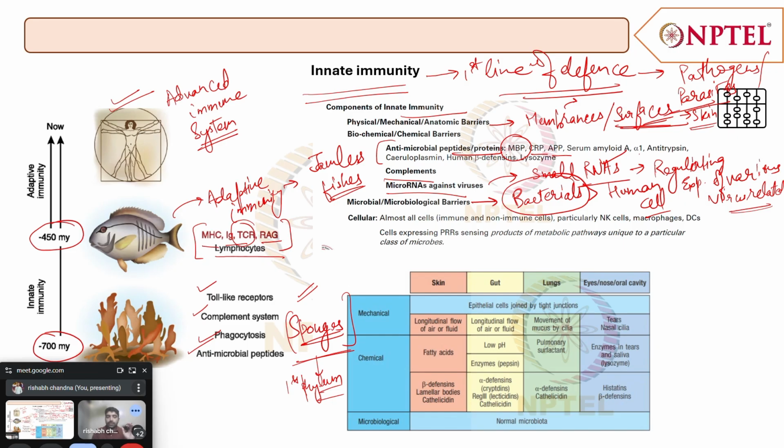Then we have the cellular component, that is the immune cells and the non-immune cells. So immune cells include NK, natural killer cells, the macrophages, the dendritic cells, and the cells that express the pathogen receptors. These receptors basically help to sense any of the products of the metabolic pathway or any of the biomolecules, so that they can actually detect the pathogens.